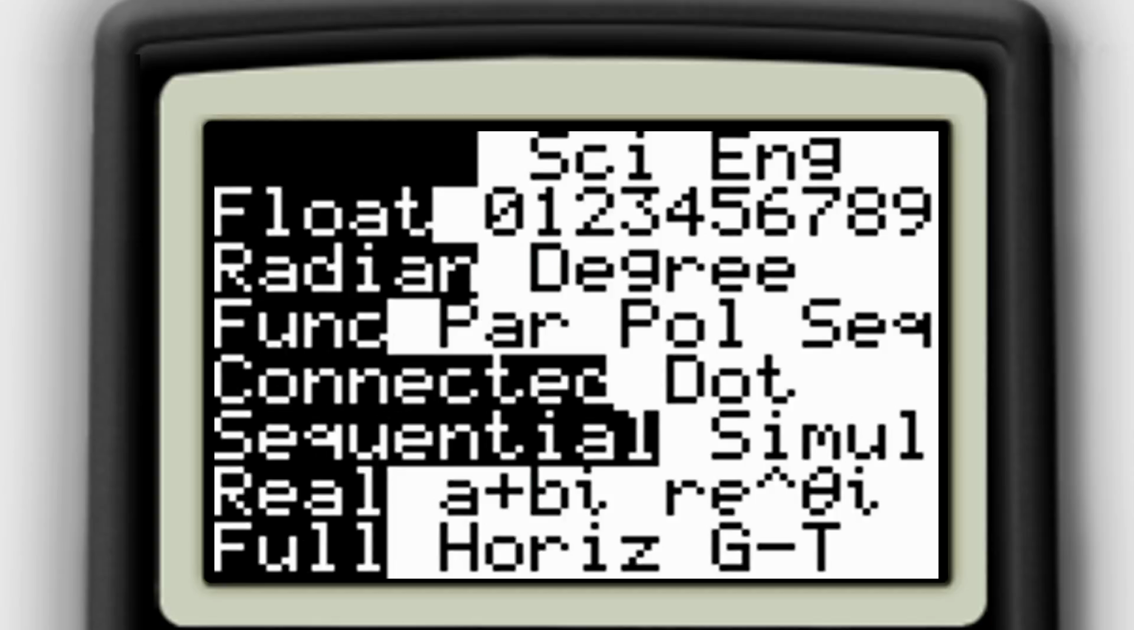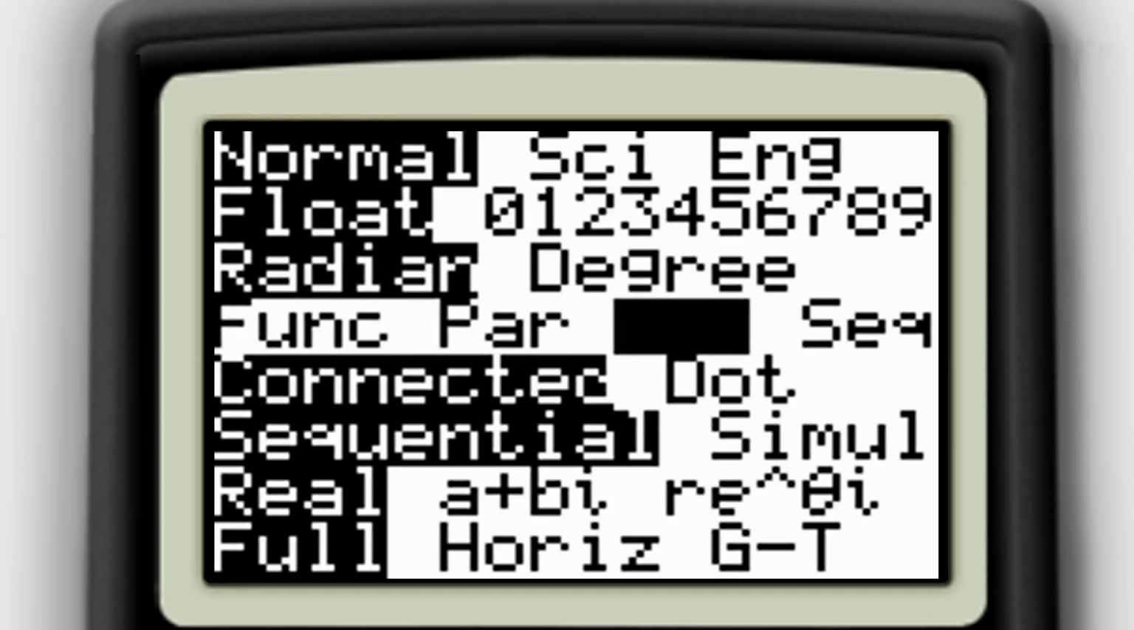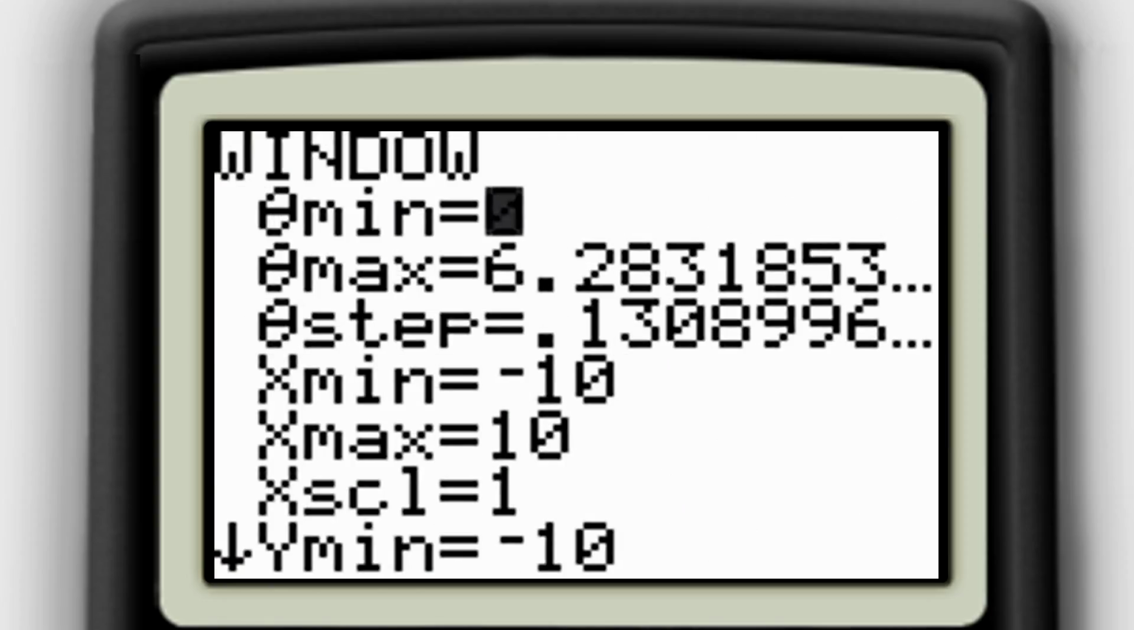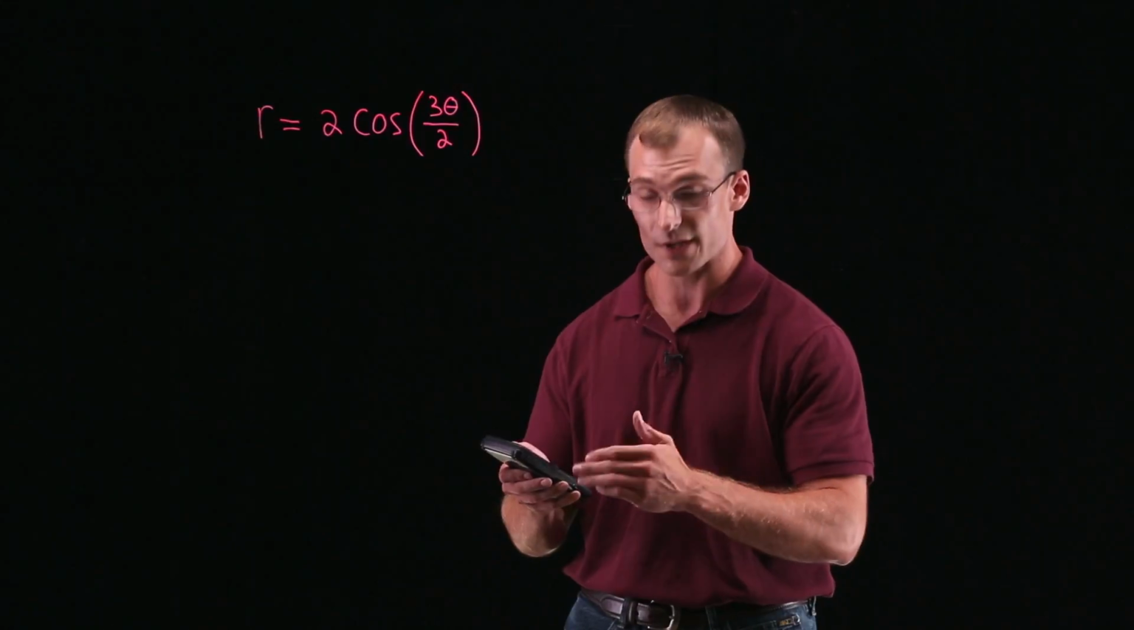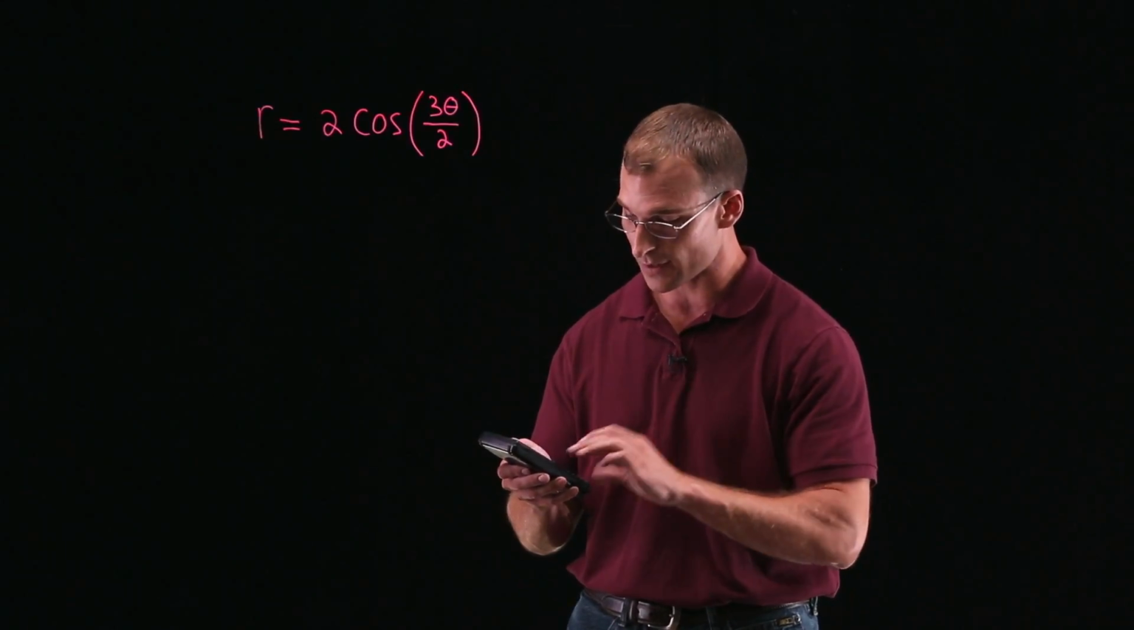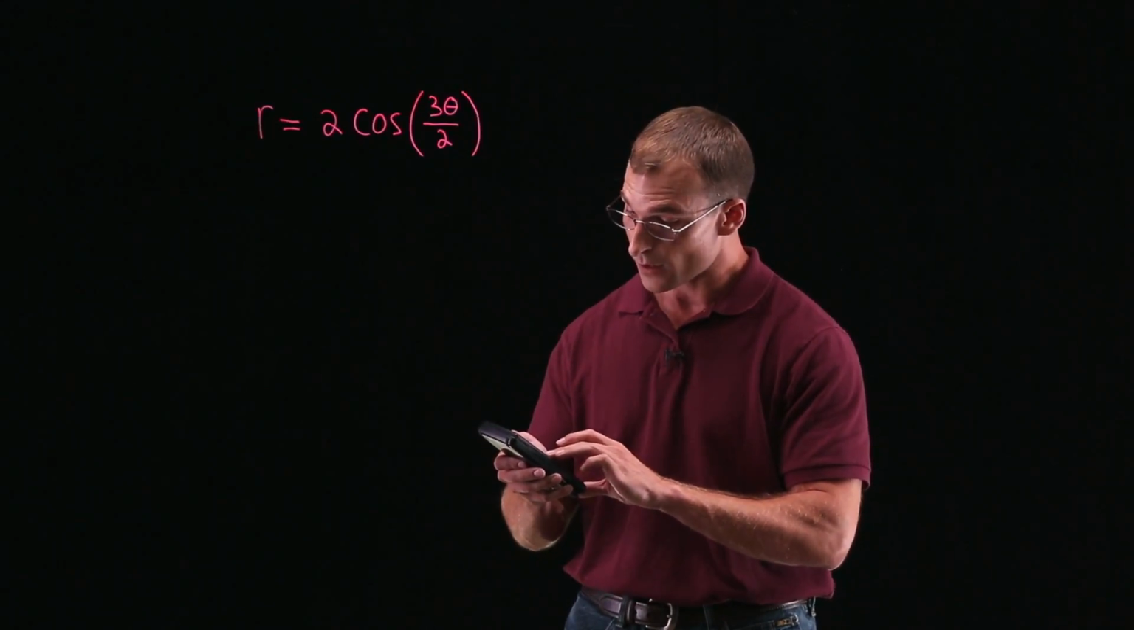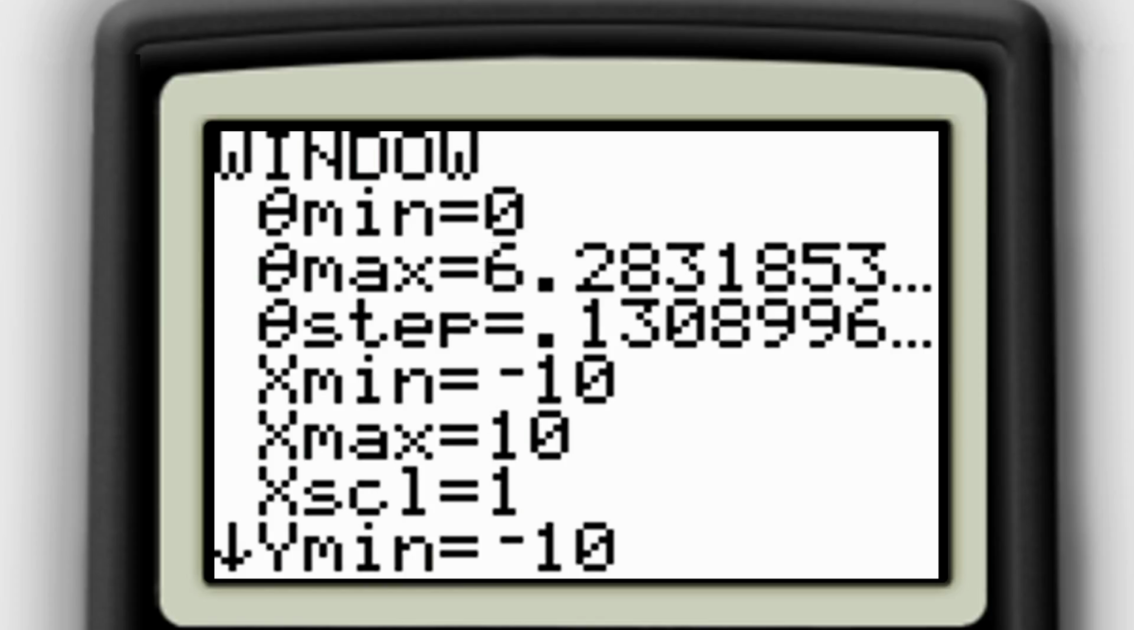So the first thing we're going to do is go into our mode and make sure we're in polar mode. And for our window, we'll take theta min starting at 0, and what we're going to do is pick values of theta that seem like they make sense. So we're going to take theta max right now to be 2 pi, and then if that doesn't work, we'll just increase by pi in small increments until we see if it looks like we get what we want. So theta min is 0, theta max is 2 pi.